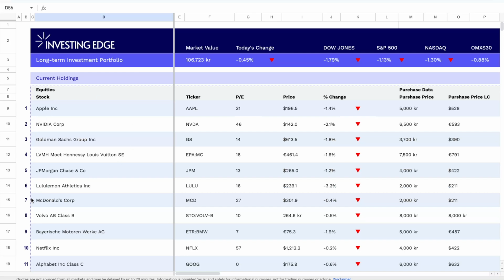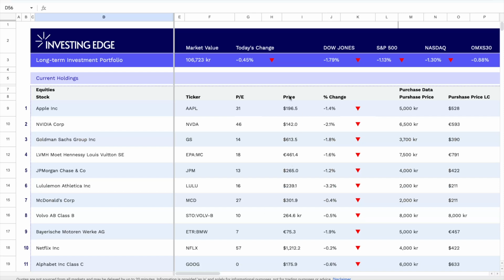So we have the name of each stock right here in the D column, followed by the ticker, right, and the PE ratio of each company. Normally, I don't like the PE ratio, right, as earnings of a company can be quite easily manipulated. I prefer, for instance, enterprise value to EBITDA, but I think nonetheless it's interesting to have in the tracking sheet.